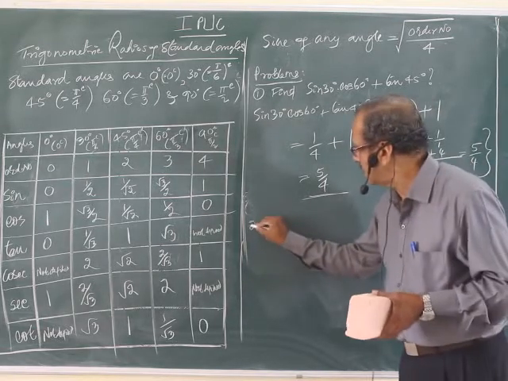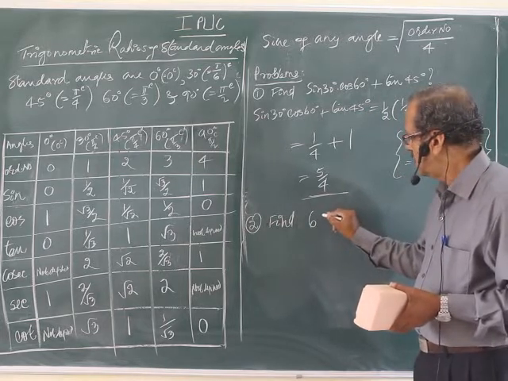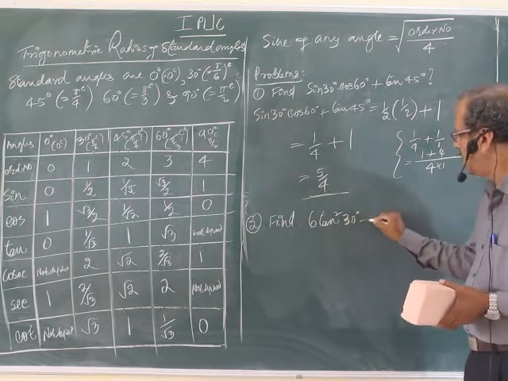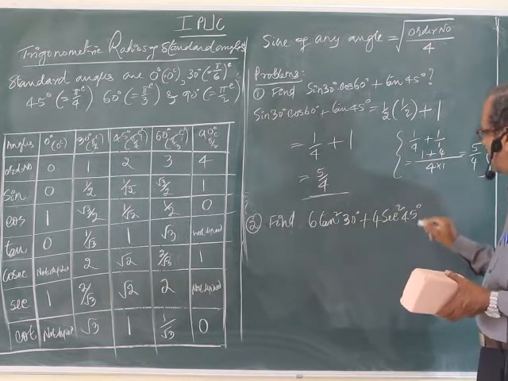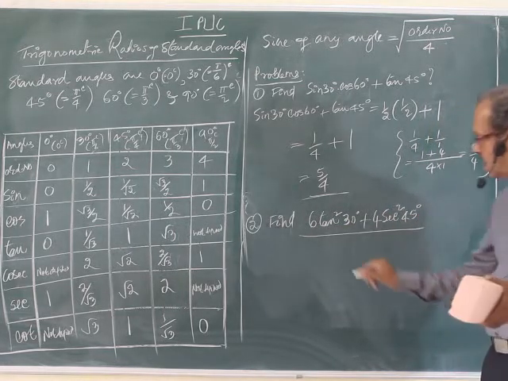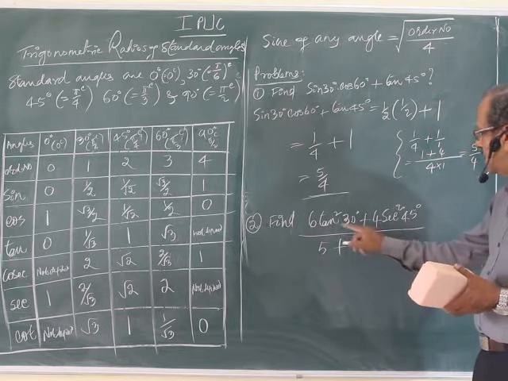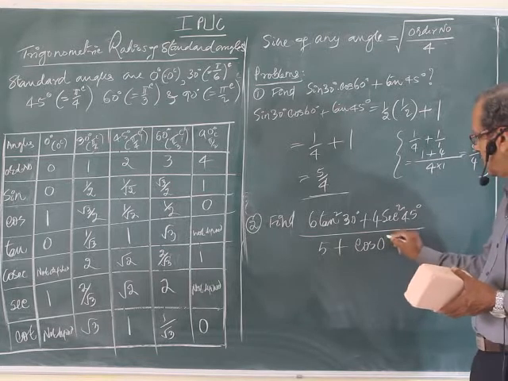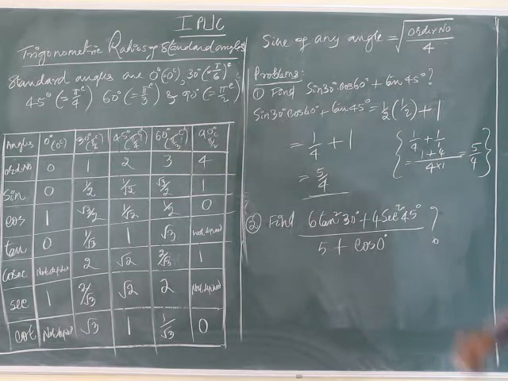Let me take one more example. Find 6 tan square 30 degree plus 4 secant square 45 degree divided by 5 plus cos 0 degree. Find the value of this. From the chart, directly enter the values and obtain the answer.